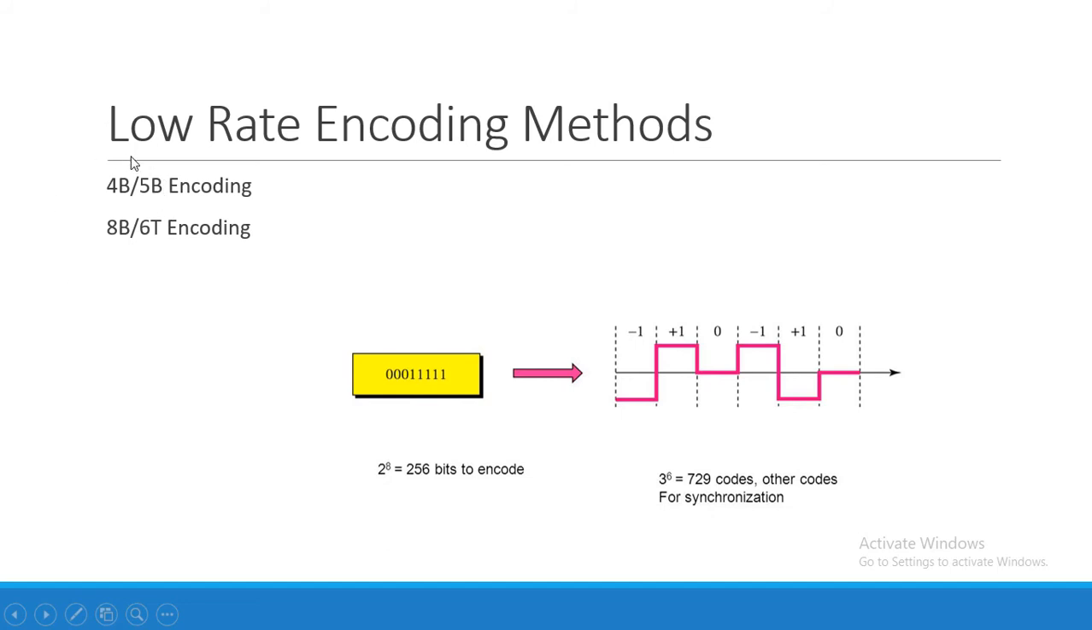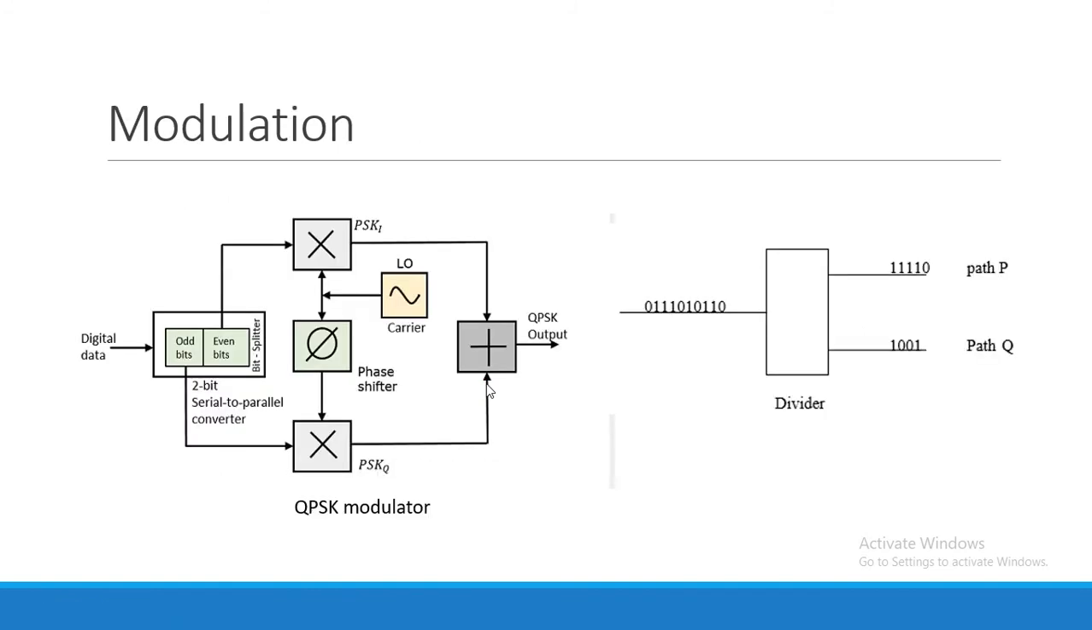Low rate encoding methods. I'm going to discuss two low rate encoding methods, which are 4B 5B encoding and 8B 6T encoding. In this image you can see 8B 6T encoding. Okay, I'll explain this further. Now let's move to the modulation.